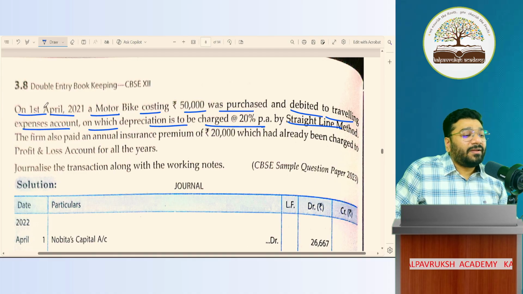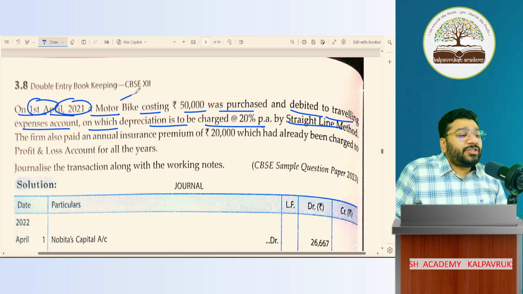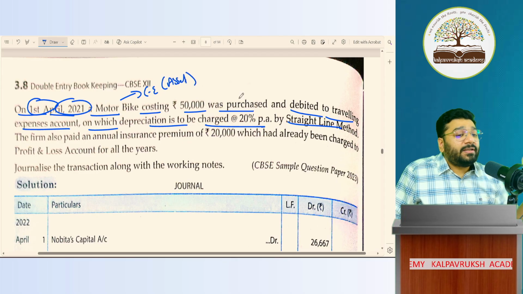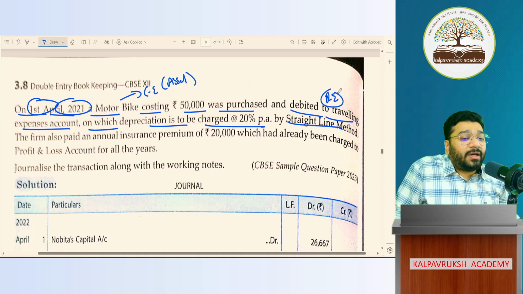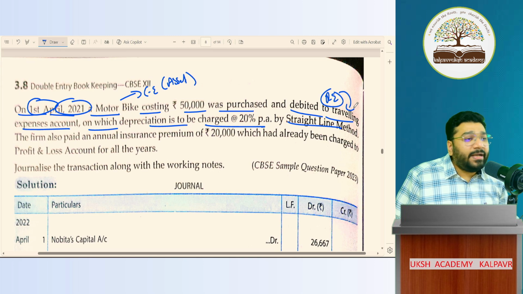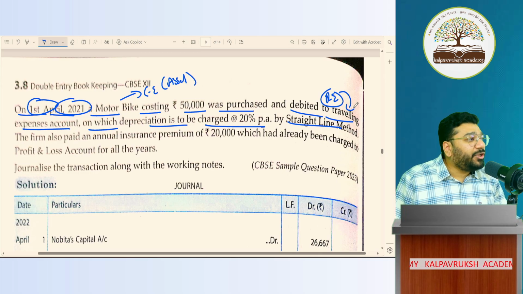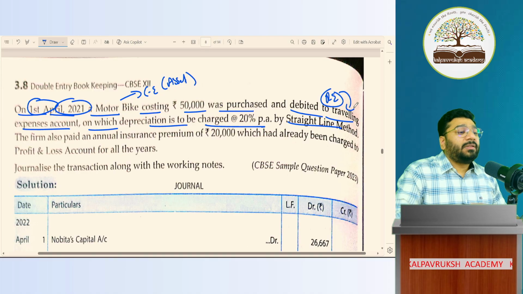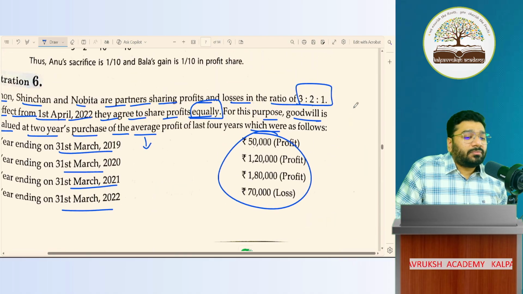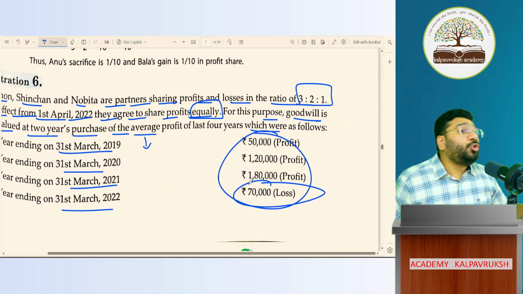Okay. Motorbike is purchased on 1st April 21, which is your capital expenditure. Means what? Asset. But you treated this as revenue expenditure and recorded in traveling expenditure. So what is the error here? The error is treating capital expenditure as revenue expenditure. So the profit and loss of 21-22, is it right or wrong? It is wrong. Should you correct or not?